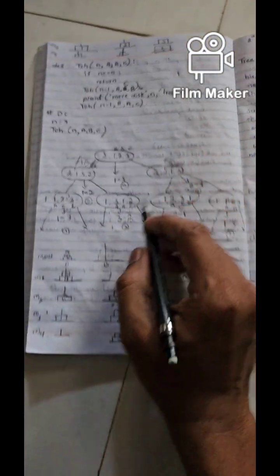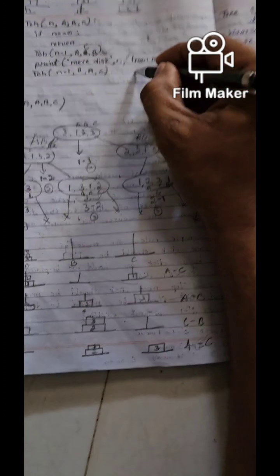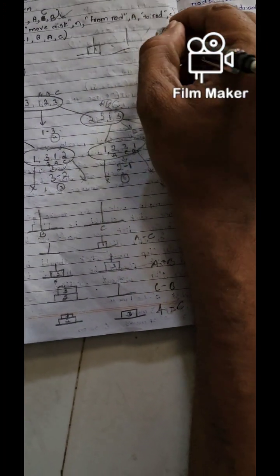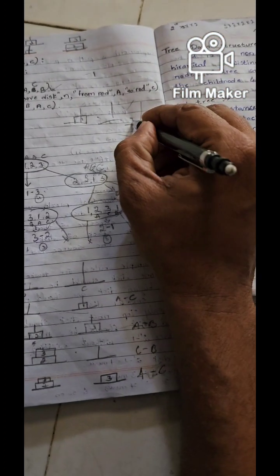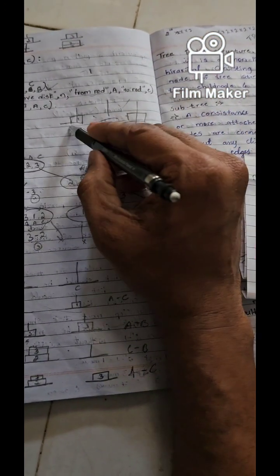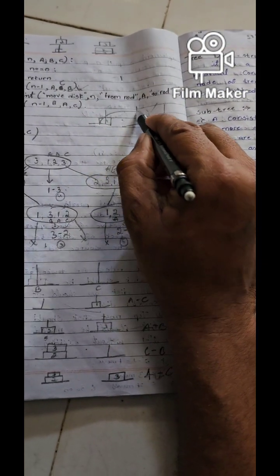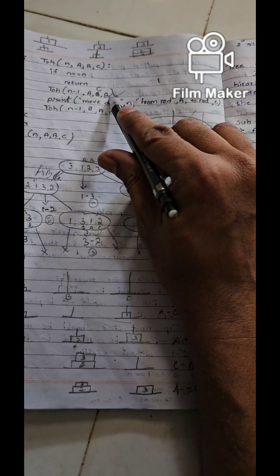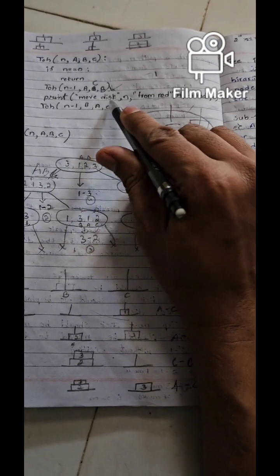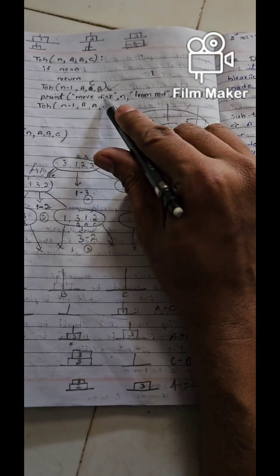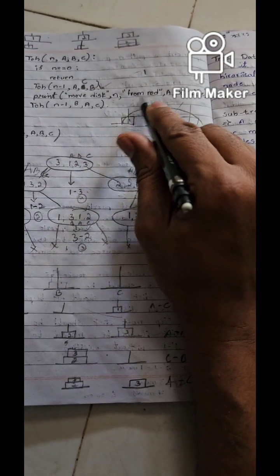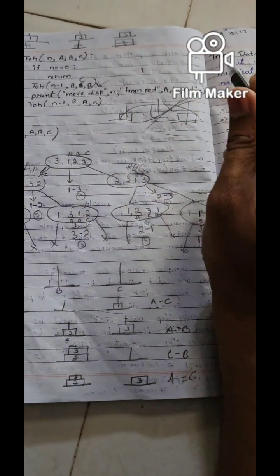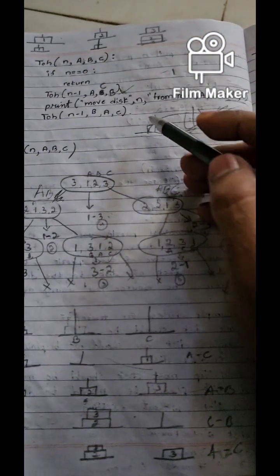For example, here you can observe, assume that only one disk is there. This is rod 1, this is rod 2, this is rod 3. So what you have to do is directly move that disk from A to C, with no need of any auxiliary rod. No recursion takes place. So simply this statement executes, that is move disk 1 from rod A to C in a single step. This executed. So what happens if the disks are 2?